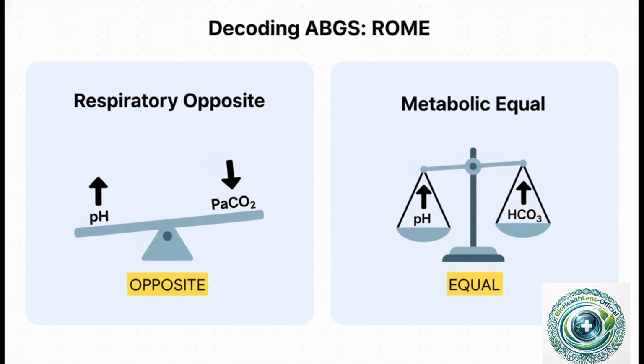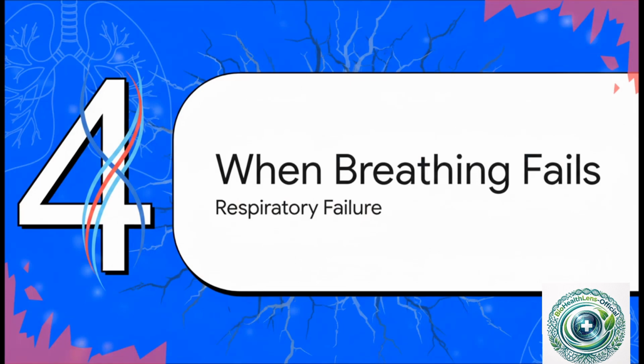It stands for respiratory opposite, metabolic equal. If it's a respiratory issue, pH and CO2 go in opposite directions. If it's metabolic, pH and bicarb go in equal, or the same, direction. It's that simple. So, what happens when this whole system, this delicate dance between air and blood, just fails?